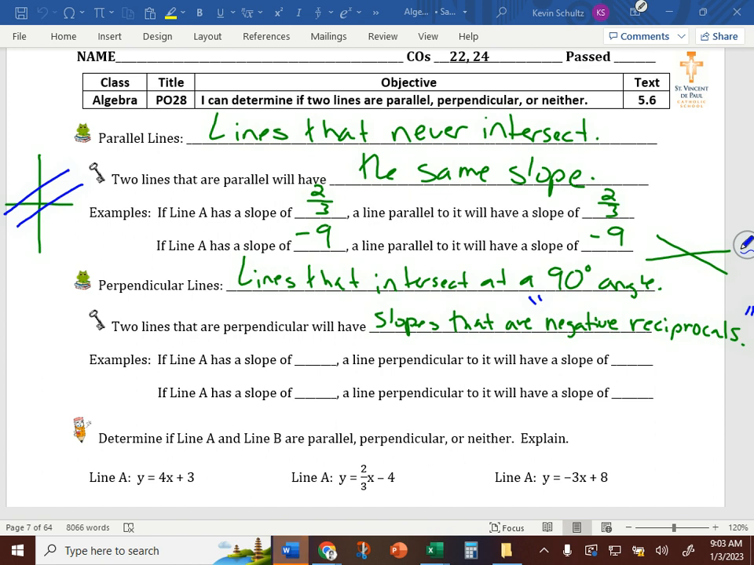Reciprocal, think of a reciprocal of a fraction, right? You flip it upside down. Okay? So if line A has a slope of 3/5, the negative reciprocal of 3/5 will be what? Negative 5/3. Okay? The sign will change and the fraction will flip. Naveen said they're opposite. That's truly opposite, right? It flips and the sign changes.